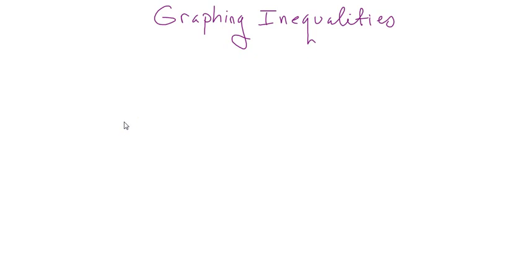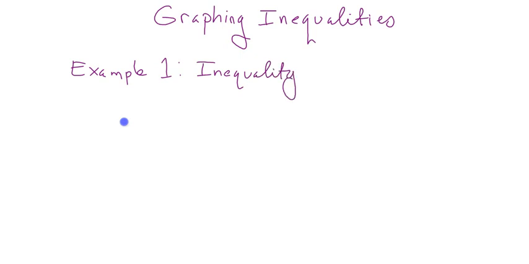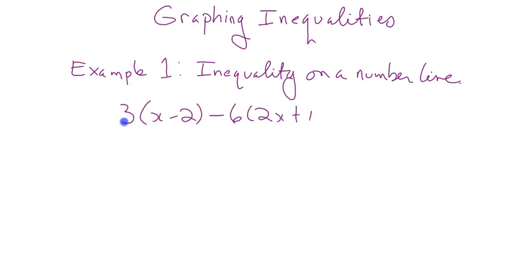Okay, so let's just start with a very simple inequality, an inequality on a number line. So example one. Inequality on a number line. And here it is, 3 times (x minus 2) minus 6 times (2x plus 1) is less than or equal to 15.